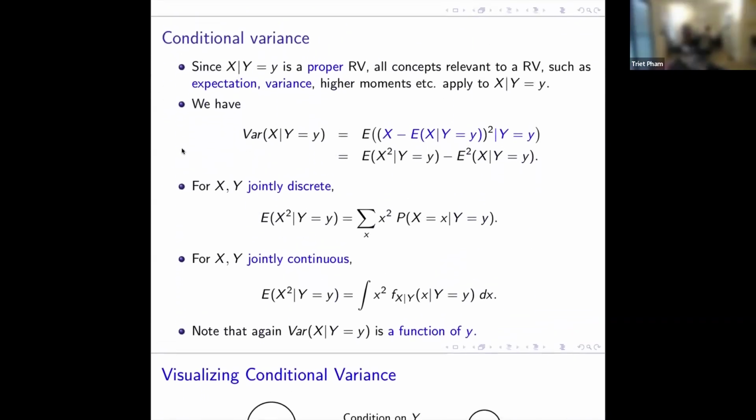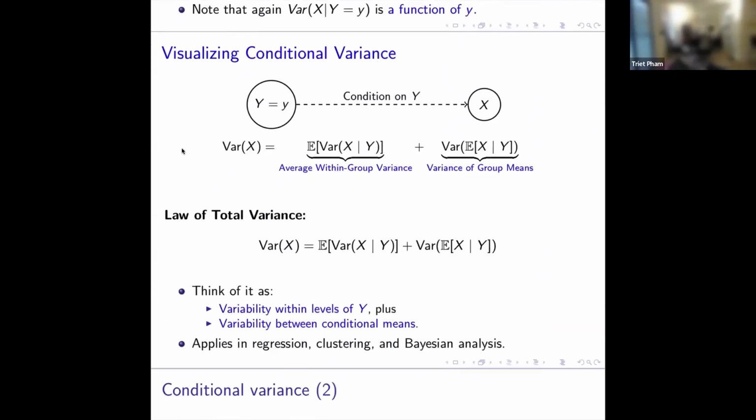But yep, so let's finish this up and then take a break. Conditional variance works in the same way as conditional expectation. Just use the right conditional mass function or the right conditional density.